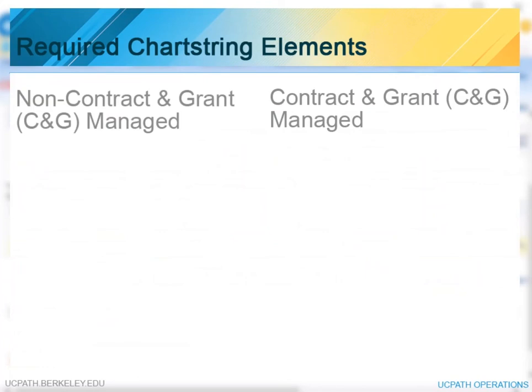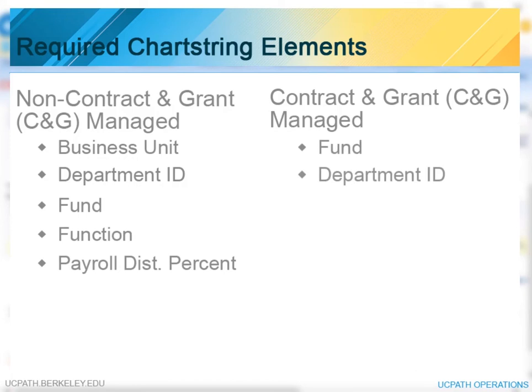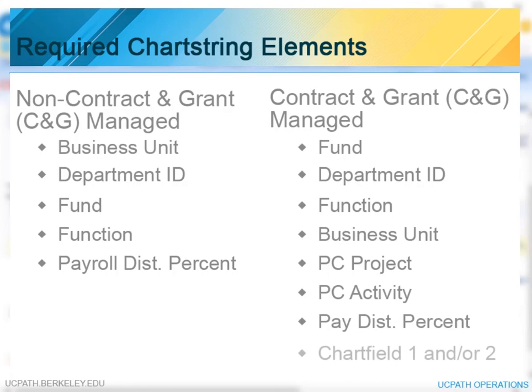What fields are required when entering information on the chart string depends on if the funds are contract and grant, C&G managed, or non-C&G managed funds. For non-C&G managed funds, the business unit, department ID, fund, function, and payroll distribution percent fields are required. Of course, if there is an earn code other than reg, you'll need to enter that too. For C&G managed funds, you will need to enter the fund, department ID, function, business unit, PC project, PC activity, pay distribution percentage, and correct chart field 1 and 2 fields if they are mapped out. For more details, please reference the BFS chart field validation tool.